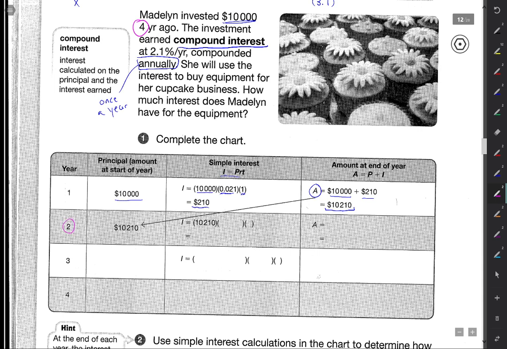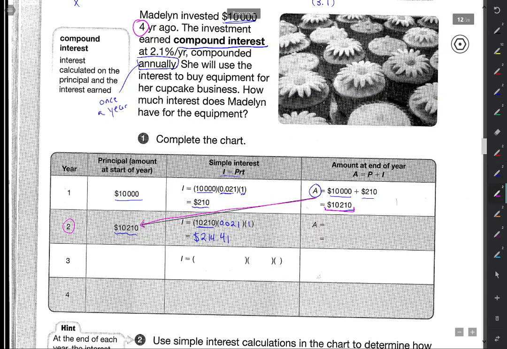Now that she's doing this for 4 years, as it says up here, let's move on to the second year. The second year, we're now going to take this amount she had at the end of the first year, and that is going to become our new starting amount. And we're going to have to calculate the interest on this new amount. So we're going to have a new principal, which is 10,210. The rate is going to stay the same, 0.021, or that's 2.1%. And we're only adding on another year here. So the year is going to stay as 1, as we're going from year 1 to year 2. So that's 1 more year. If we multiply all these things together, you should get $214.41.